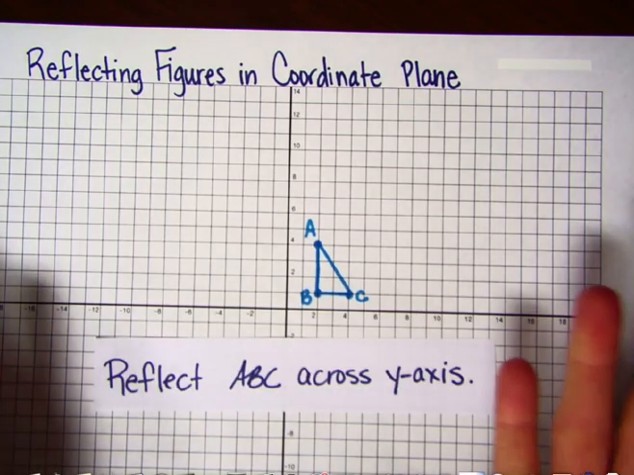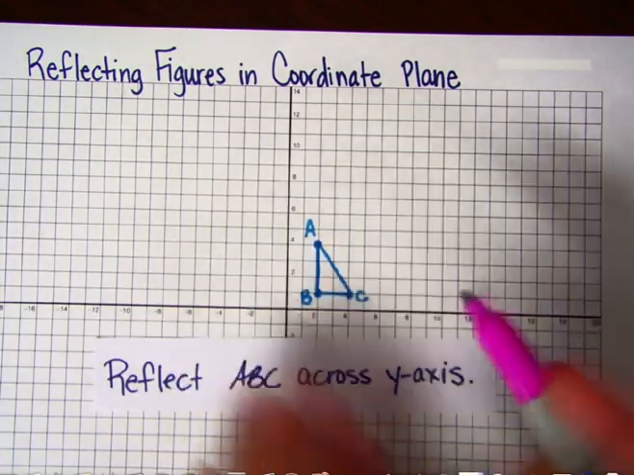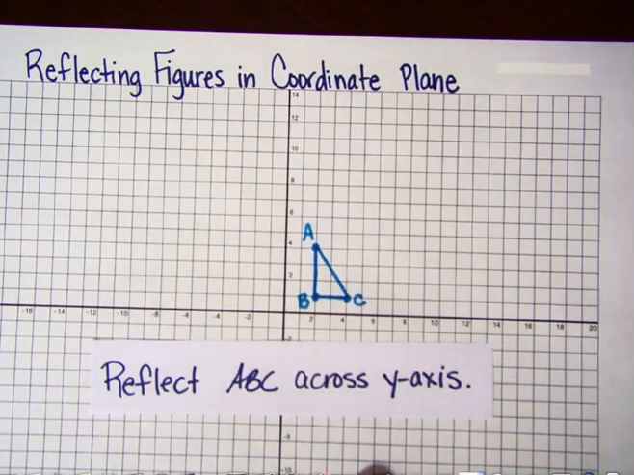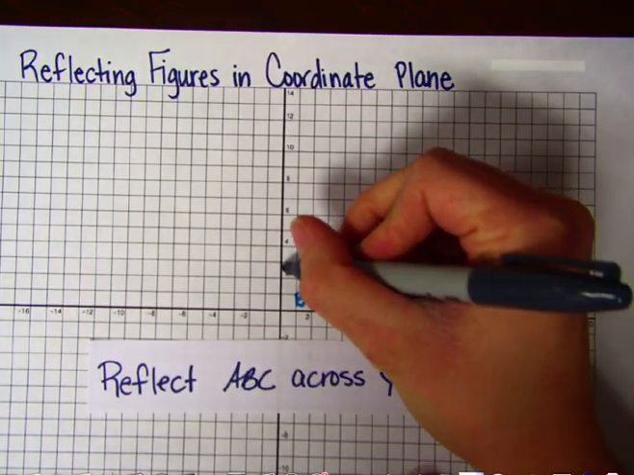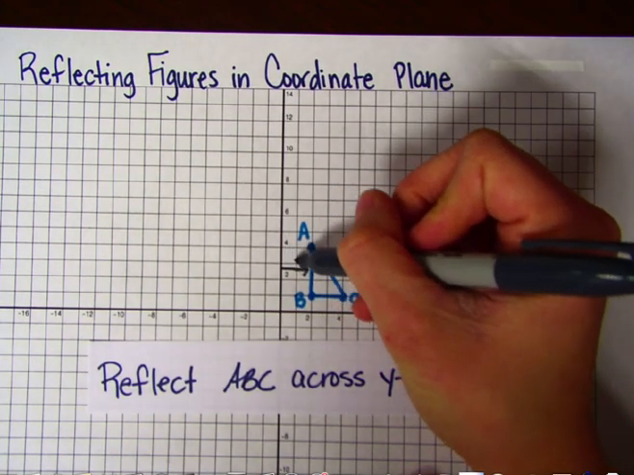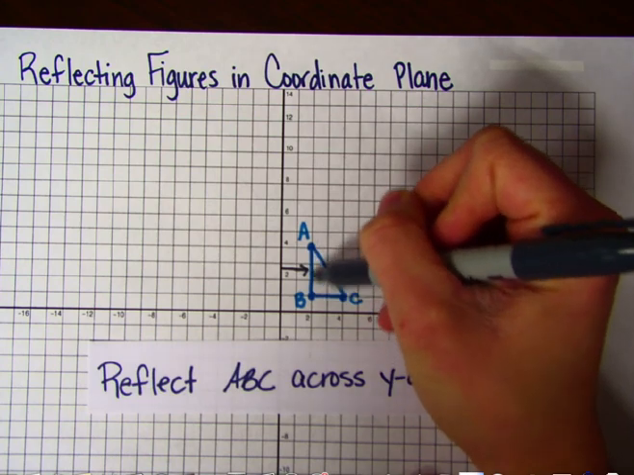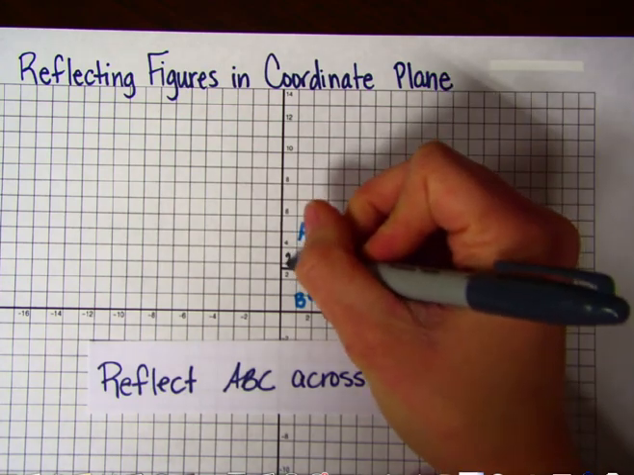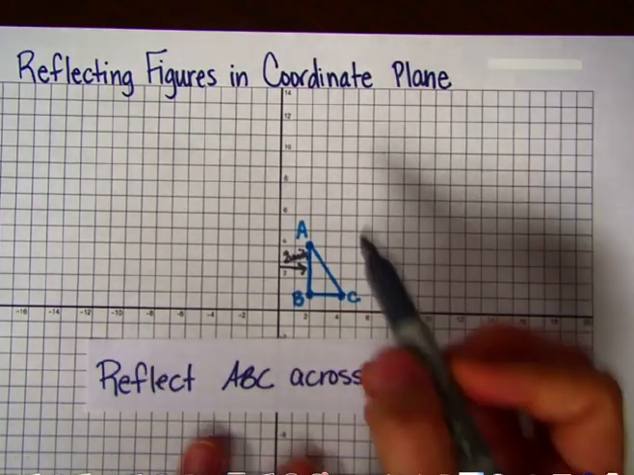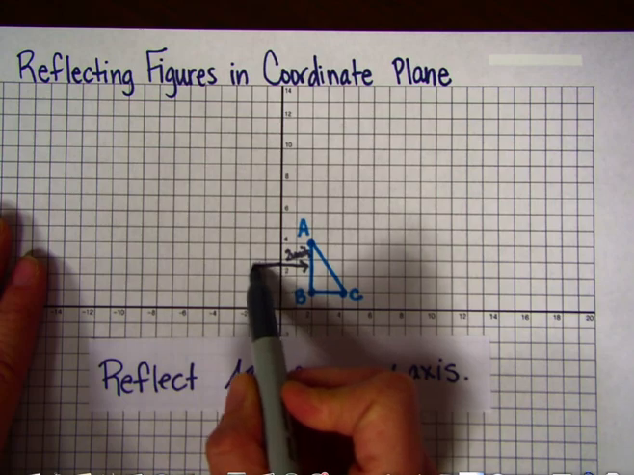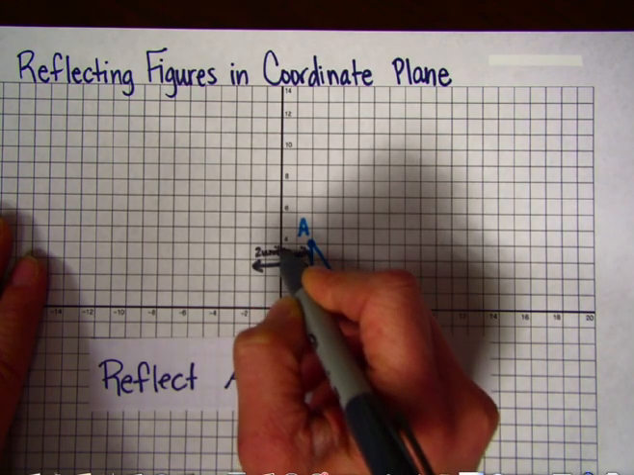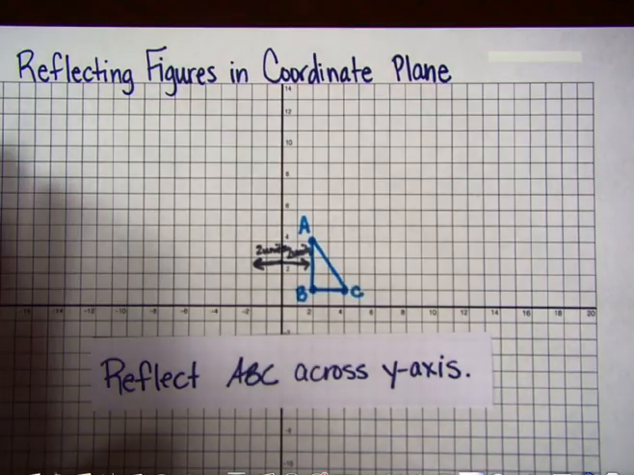When I reflect something, it's the same distance from that middle point. So our middle point here is going to be the y-axis. So my first thing I need to determine is how far am I from that y-axis? How far am I over? So I went over 1, 2 to get to my B. So that's 2 units. I'm going to do the same thing on the other side. So I'm going to go over 2 units. Now my arrows are just visuals for you. When I do it normally, I wouldn't put those there. But those are just visuals for you.